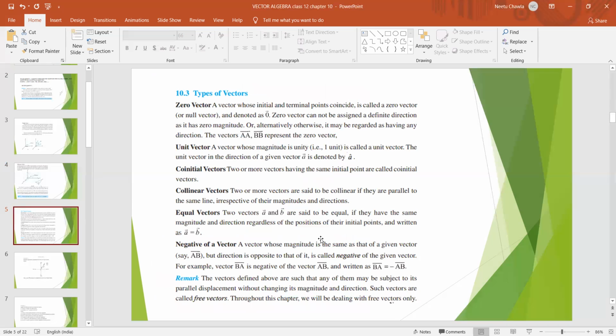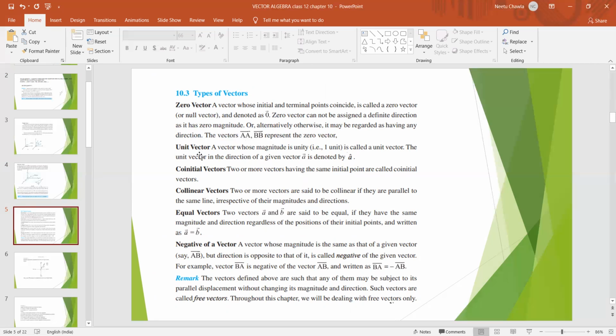Now see, there are various kinds of vectors. First is the zero vector. From the name itself, it shows that it has no value. It means the initial position and the final position are the same, or you can say vector AA or vector BB. No magnitude will be there and no direction will be there either. So it is a zero vector.